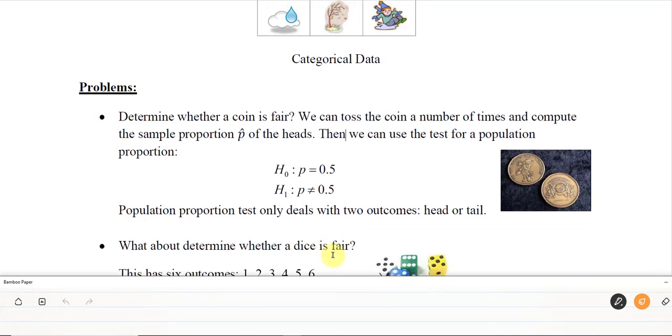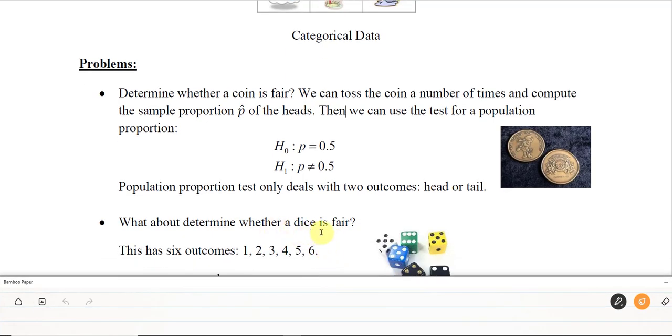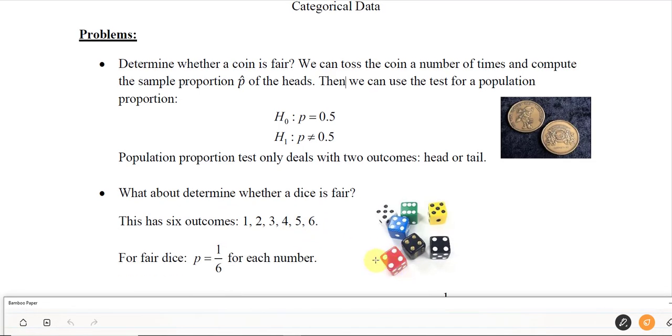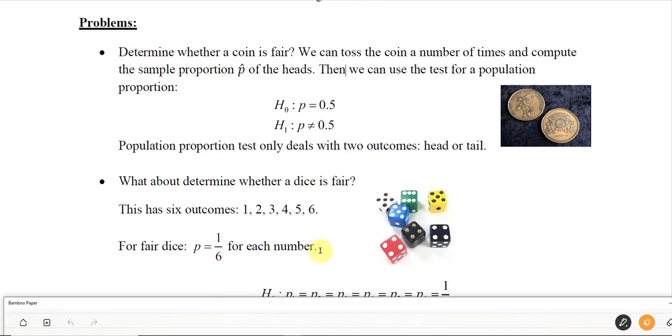So what happens if I want to determine whether a die is fair? Now the die has 6 outcomes, namely 1, 2, 3, 4, 5, and 6. So for a die to be a fair die, the probability of getting any number 1 through 6 would be 1 over 6. So the probability of getting number 4, there's only one number 4 out of 6 choices, so 1 over 6 for each number.